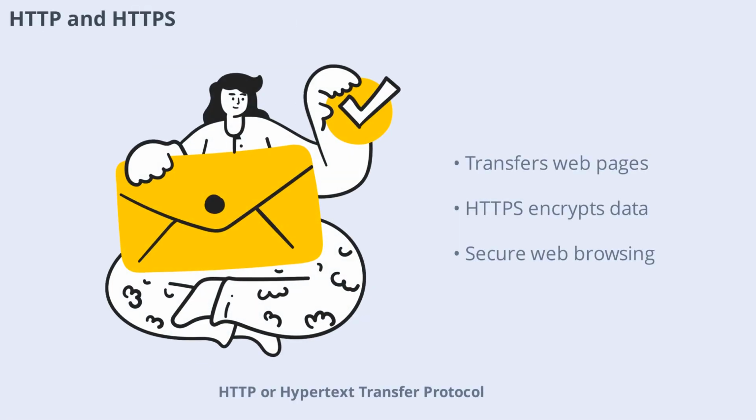HTTP, or Hypertext Transfer Protocol, is used to transfer web pages over the Internet. HTTPS is the secure version, encrypting data for safe browsing. These protocols make it possible to access websites and ensure that sensitive information, like passwords, remains protected during transmission.